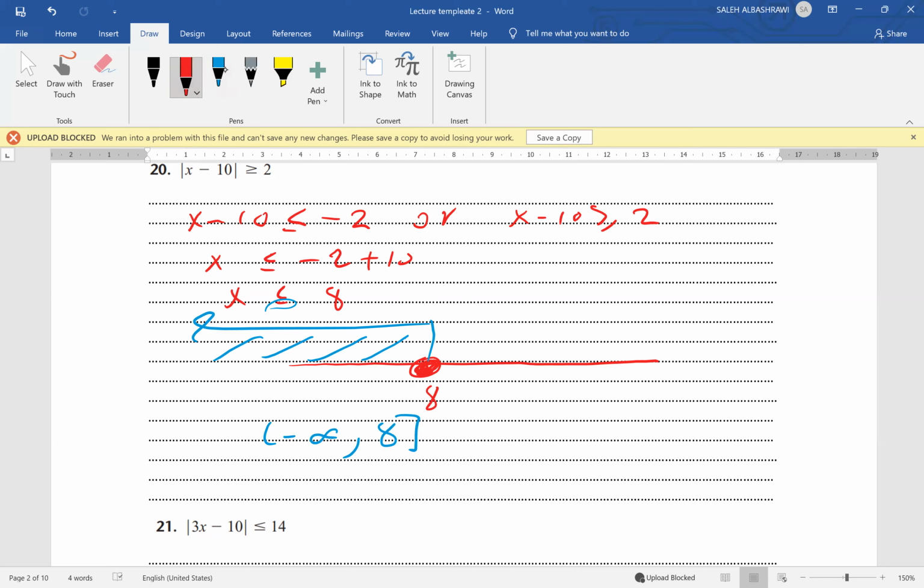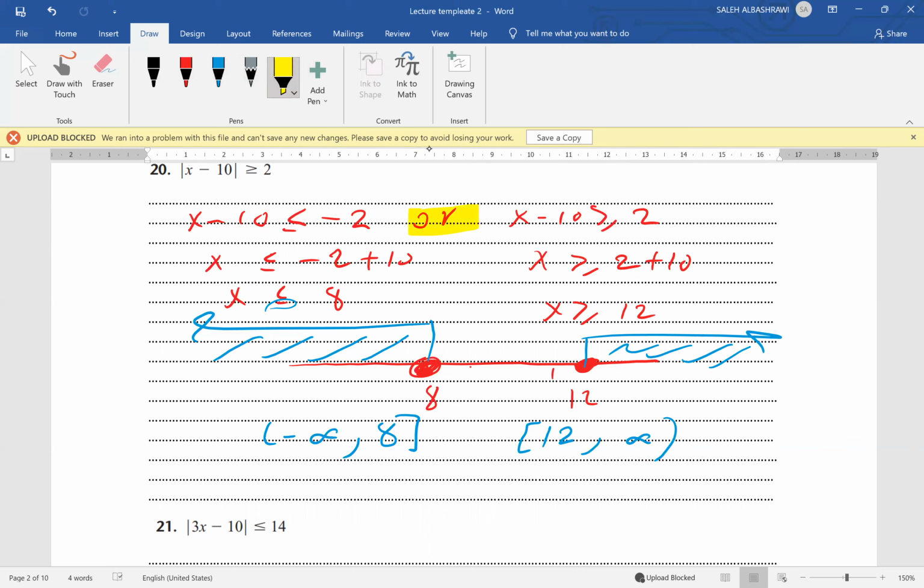Second inequality, I will have x greater than 2 plus 10. That will be x greater than or equal to 12. So 8, 9, 10, 11, this is 12. Closed circle, because I have equality, greater than or equal, and this will go to the right. So the second inequality will give me the interval from 12 to infinity.